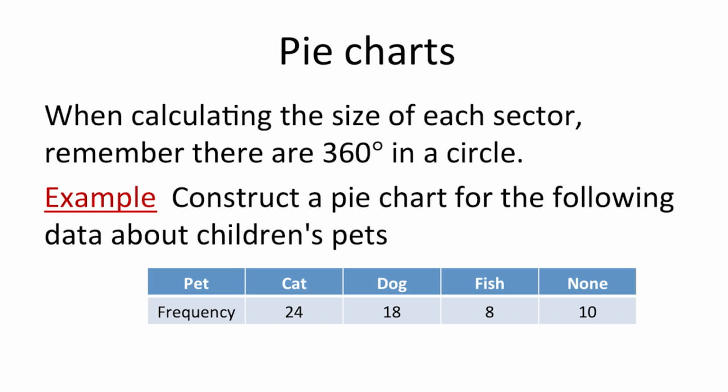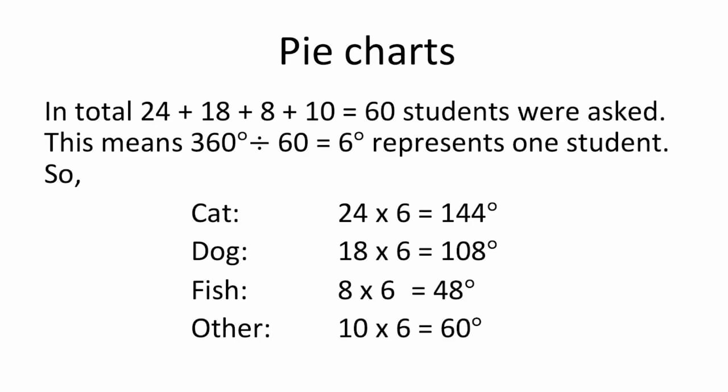So when it comes to constructing a pie chart for this particular data, we must first of all work out how many students we have, in this case 60. Now that means that 360 degrees divided by those 60 students gives us an answer of 6 degrees for each student we have. So if we know next that 24 students have a cat, that's going to correspond to 24 lots of 6 degrees, 144 degrees.